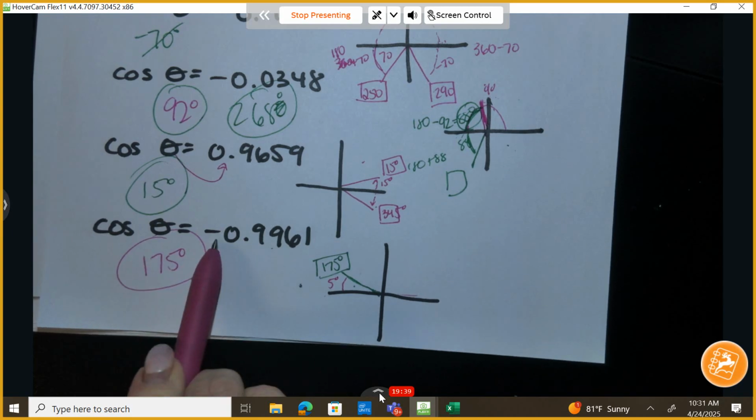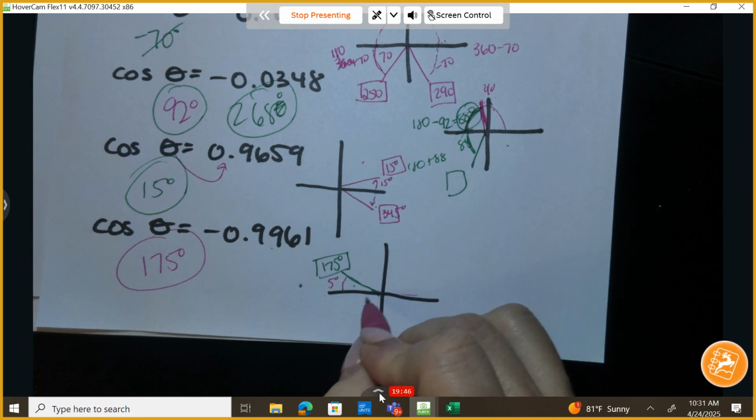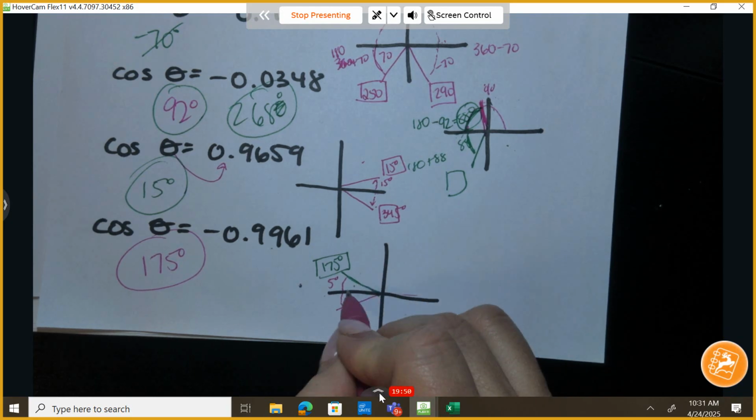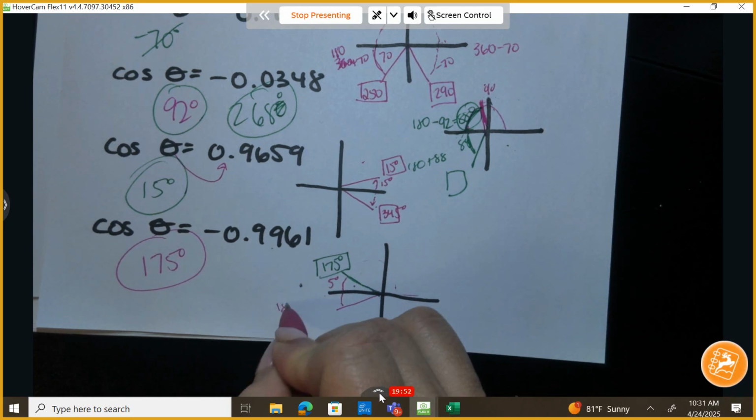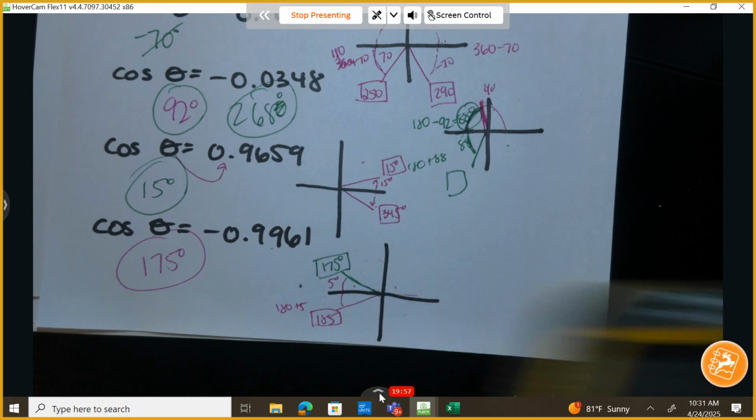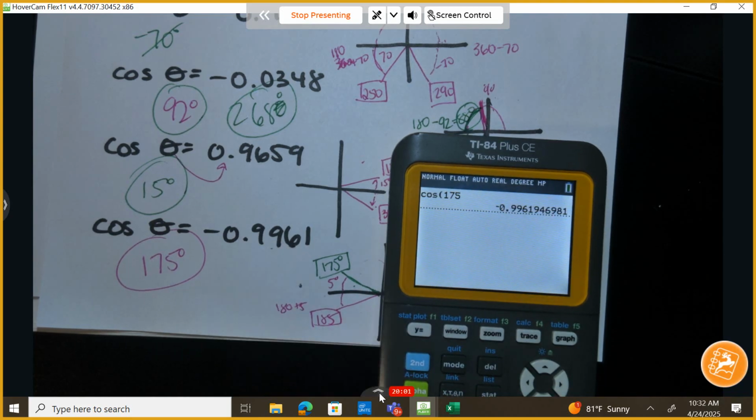What other quadrant has a negative cosine? 1, 3, or 4? 3. So in quadrant 3, I'm going to rotate down 5 degrees. So that means I'm going to go 180 plus an additional 5 to get 185. Now, did I do it right? Let's check. Cosine of 175. Good. Stop it back there. It's like playing with freshmen. And we have cosine of 185. 175 and 185 achieve the same answer.